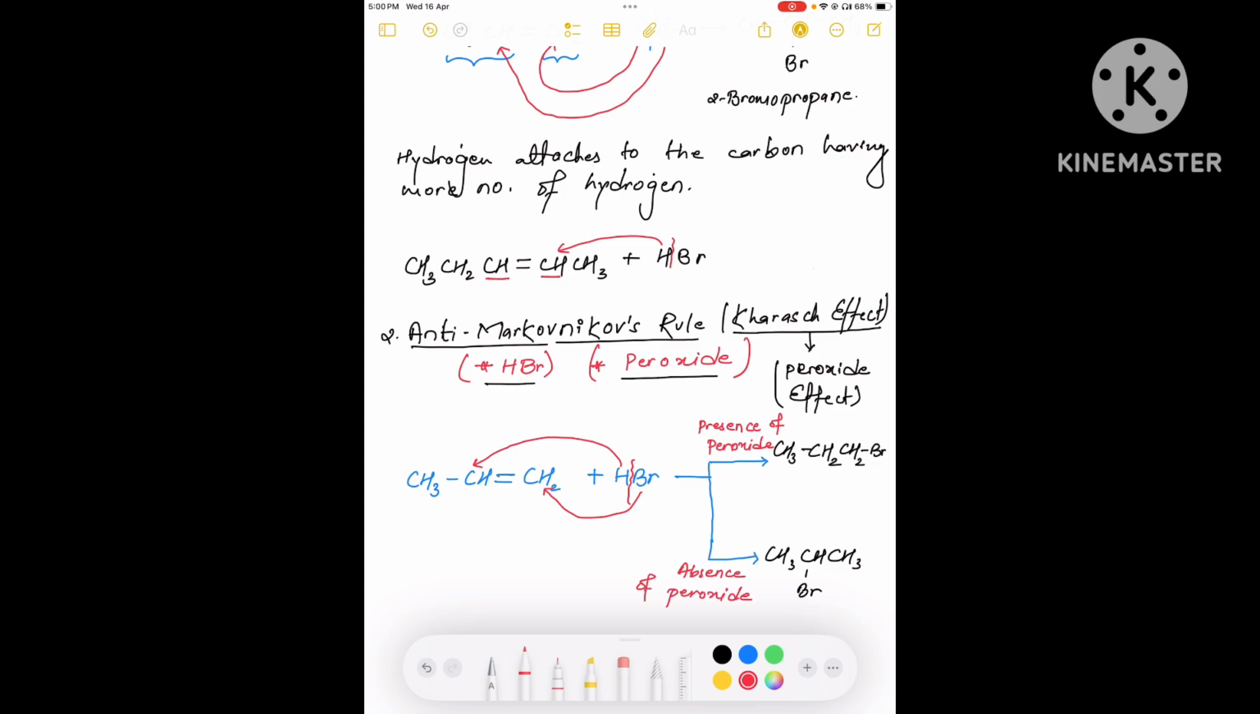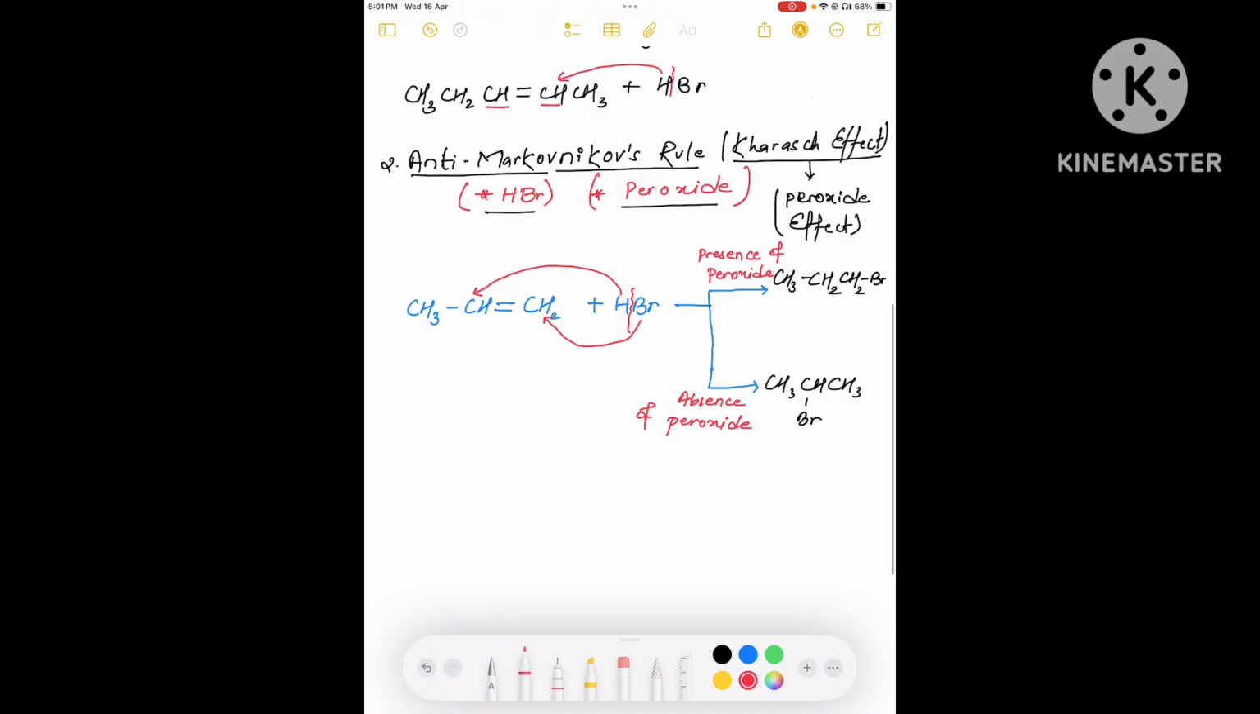So if there is peroxide, hydrogen will attach to the carbon having less number of hydrogen. And if there is no peroxide, hydrogen will attach to the carbon having more number of hydrogen. And this rule is known as anti-Markovnikov rule. And here the product forms are different. This one is what we call 1-bromopropane, and this one we will call 2-bromopropane, and we'll call it 1-bromopropane.